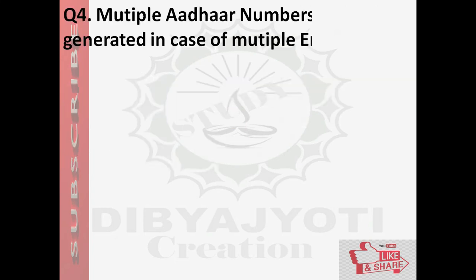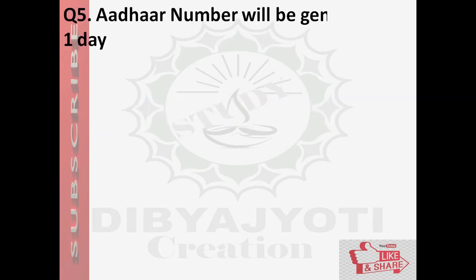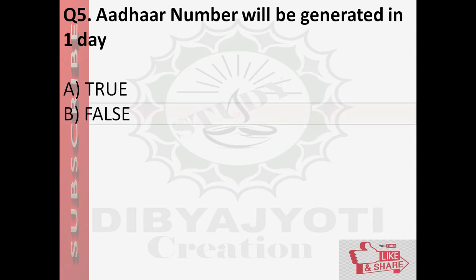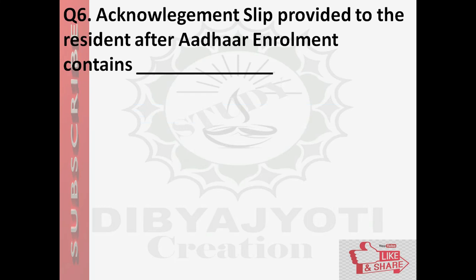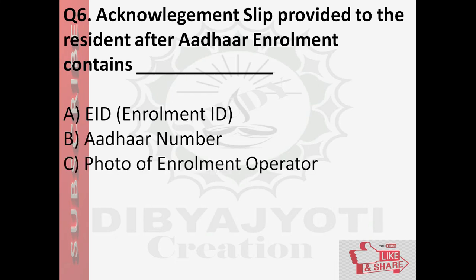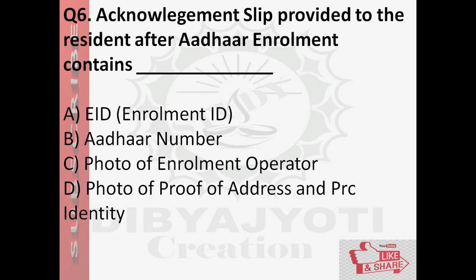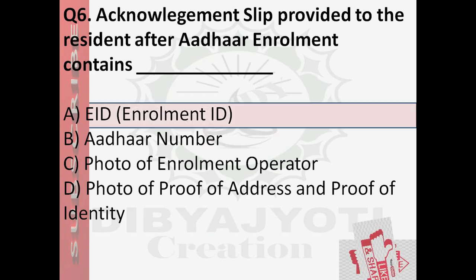Next, multiple Aadhar numbers are generated in case of multiple enrollments. Options are option A, true; option B, false. And answer is option B, false. Next, Aadhar number will be generated in one day, true or false? And answer is false. Then question number 6, acknowledgement slip provided to the resident after Aadhar enrollment contains DASH. Option A, EID, enrollment ID; option B, Aadhar number; option C, photo of enrollment operator; option D, photo of proof of address and proof of identity. And answer is option A, EID.